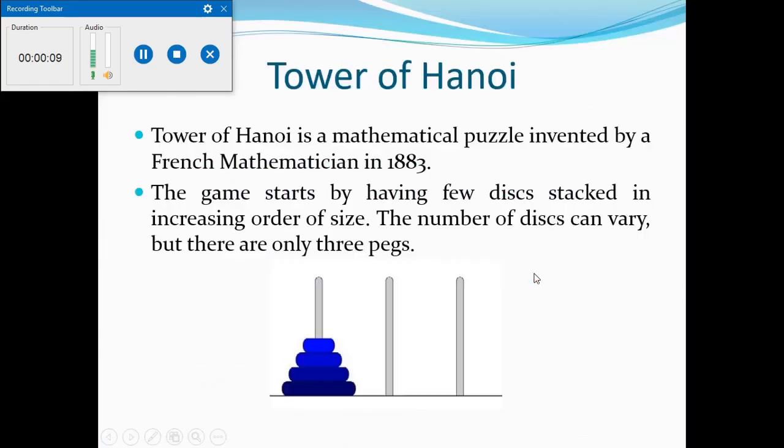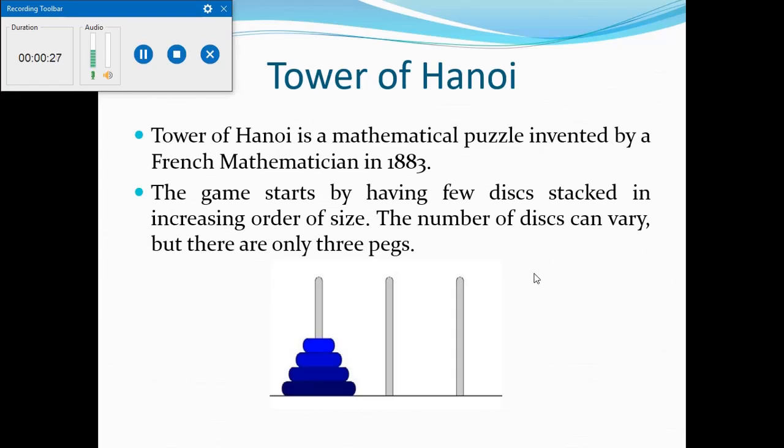So what is the Tower of Hanoi basically? We will try to understand. The Tower of Hanoi is a mathematical puzzle invented by a French mathematician in 1883.